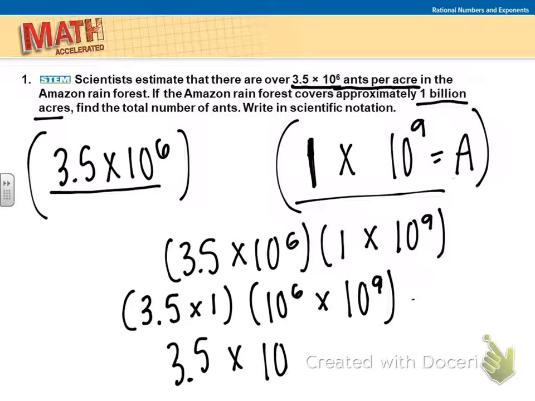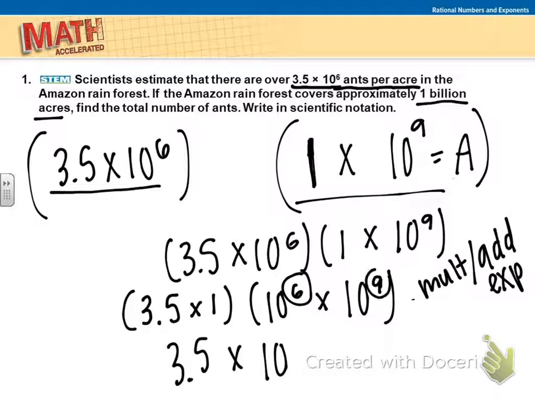What do we do when we're multiplying? We do what to our exponents? When we're multiplying, we add our exponents. Good. So I'm going to add 6 plus 9, and I get 15.